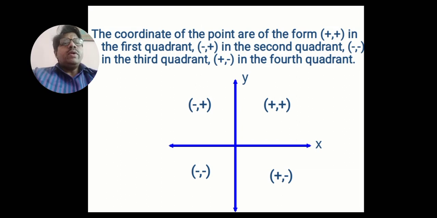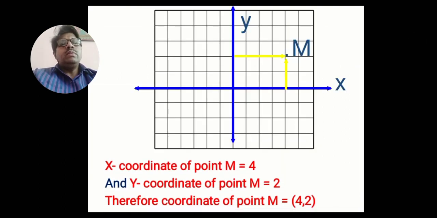The coordinates of a point are of the form: in the first quadrant it is (positive, positive), in the second quadrant it is (negative, positive), in the third quadrant both x and y are negative, and in the fourth quadrant it is (positive, negative). Here, the x-coordinate of point M is 4 and the y-coordinate of point M is 2. Therefore, the coordinates of point M are (4, 2).